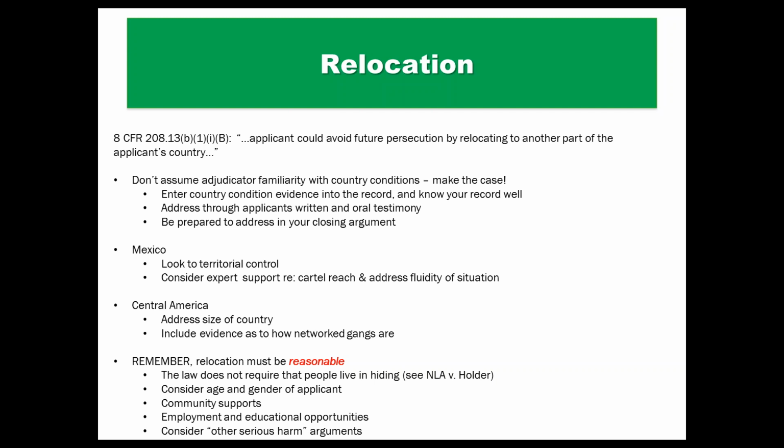And beyond that, it's really important to recognize that internal relocation has to be reasonable. So not only possible, but it has to be reasonable. So if your client is a young woman, can she reasonably go and live somewhere else where she doesn't have a network of support, where maybe she can't access employment, or it would be dangerous for other reasons for her to live in that place? Be ready to make that argument on the reasonableness, because I think that's another argument that adjudicators tend to overlook when they're conducting this analysis.